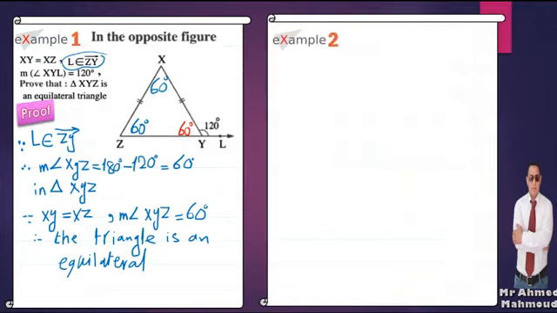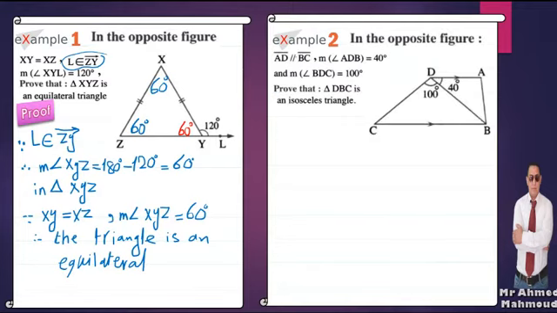Okay, another example. In the opposite figure, as we see here, AD is parallel to BC, the measure of angle ADB equals 40 and the measure of angle BDC equals 100. Prove that triangle DBC is isosceles. First, as we see here, we have AD parallel to BC. If we join them by this transversal, we get a Z letter as we see.